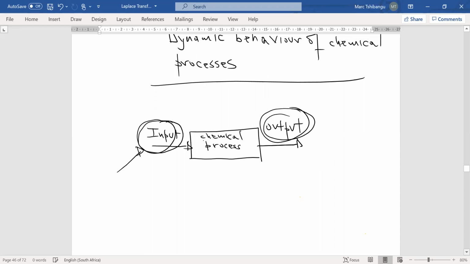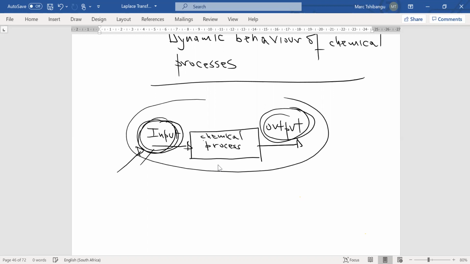There exist many ways of inducing changes in input variables, and these ways are referred to as forcing functions. I'm going to repeat myself: if you introduce a change in the input variables, there's a high likelihood of changes in the output variables, and there are a number of ways to induce such changes. These ways are referred to as forcing functions. We're going to talk about forcing functions.